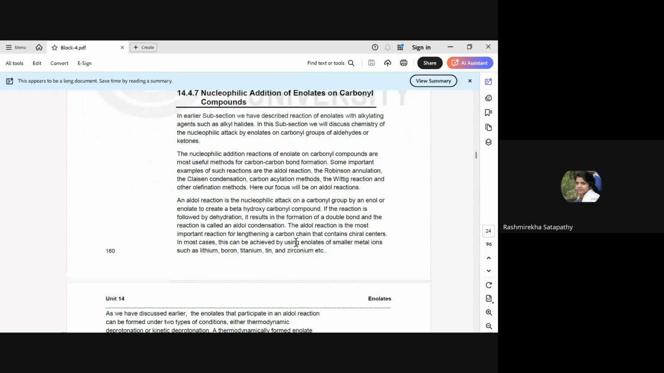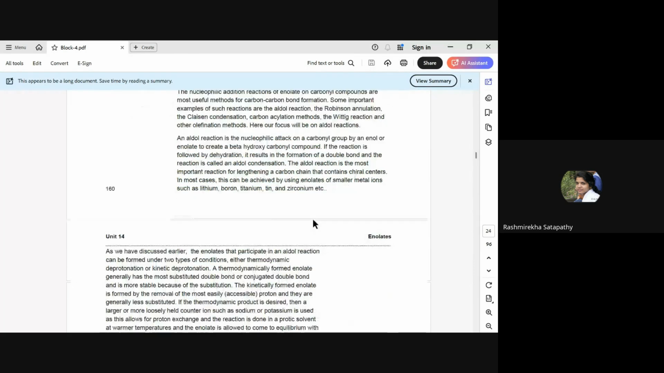The aldol reaction is the nucleophilic attack on a carbonyl group by an enol or enolate to create a beta hydroxycarbonyl compound. If the reaction is followed by dehydration, it results in the formation of a double bond, and the reaction is called an aldol condensation reaction. The aldol reaction is the most important reaction for lengthening a carbon chain that contains chiral centers. In most cases, this can be achieved by using enolates of smaller metal ions such as lithium, boron, titanium, tin, and zirconium, etc.